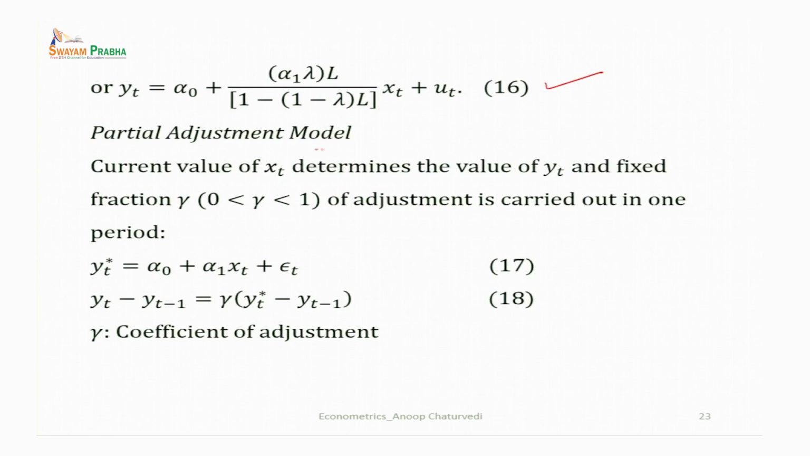Similarly, the partial adjustment model is defined as: a current value of x_t determines the value of y_t, and a fixed fraction gamma of adjustment is carried out in one period. Say y_t* is equal to alpha_0 plus alpha_1 x_t plus epsilon_t, and then y_t minus y_{t-1} is equal to gamma into (y_t* minus y_{t-1}). So, we adjust the current value of y_t like this. Gamma is the coefficient of adjustment.